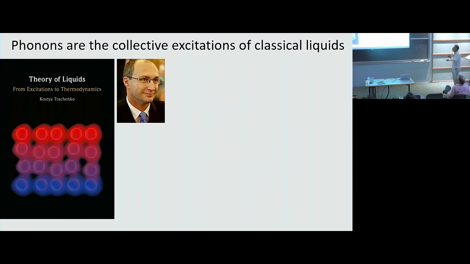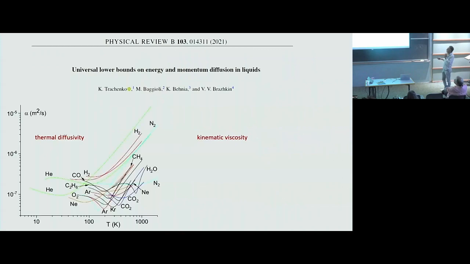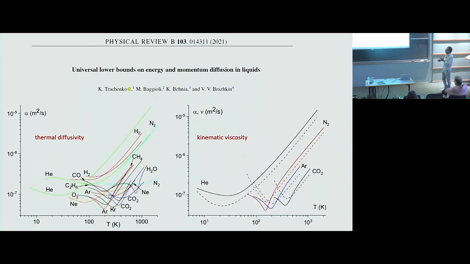Now I have a friend, Kostya Trachenko, who is not a quantum physicist, but he knows liquids very well. He has this book, and the whole point is that if you take any liquid, and for me this was very eye-opening, this is metallic sodium, liquid metallic sodium at 1000 degrees Celsius. This is antimony, this is bismuth, all of these are metals, but in the liquid phase, and these are neutron scattering experiments which see phonons. Surprisingly, in many cases, you have a kind of roton anomaly. And one thing that we observed, again accidentally, is that if you take thermal diffusivity or kinematic viscosity of any liquid, you have a minimum.